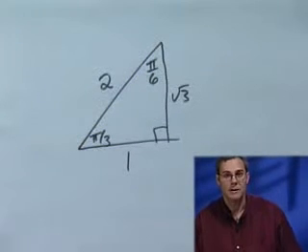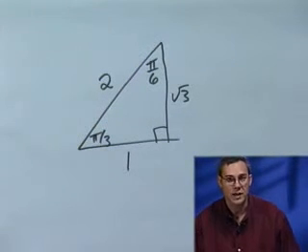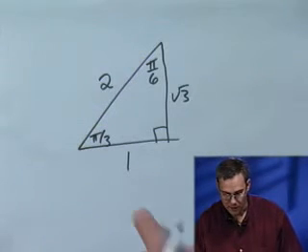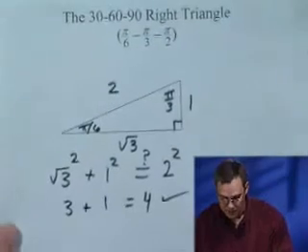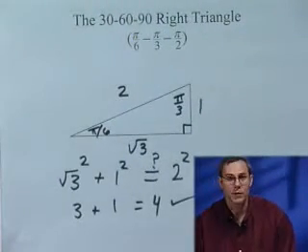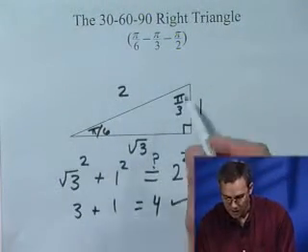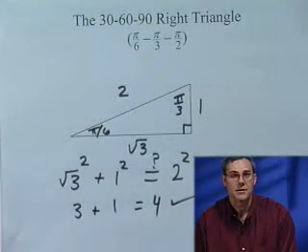So we've already talked about the 45, 45 right triangle. Now we know the 30, 60, 90 right triangle. Okay? Just remember, it's going to have a relationship of 1, 2, 3, where the square root of 3 is opposite the pi over 3.